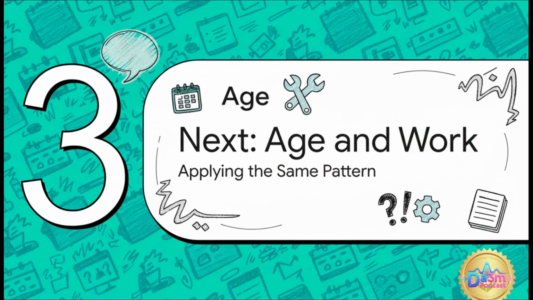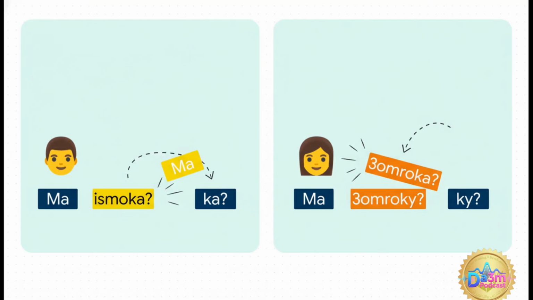And the really great news is, we can apply this exact same logic to our next topics. See? The pattern is identical. We just swap out the noun. Instead of ism for name, we slide in umr for age. So ma ismuka becomes ma umruka. And for a female, you guessed it, ma umruki. Same structure, different word. Easy peasy.